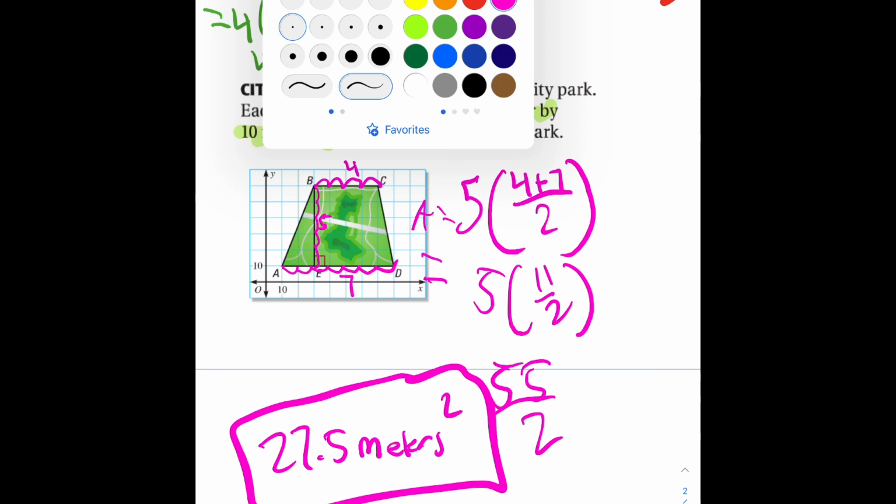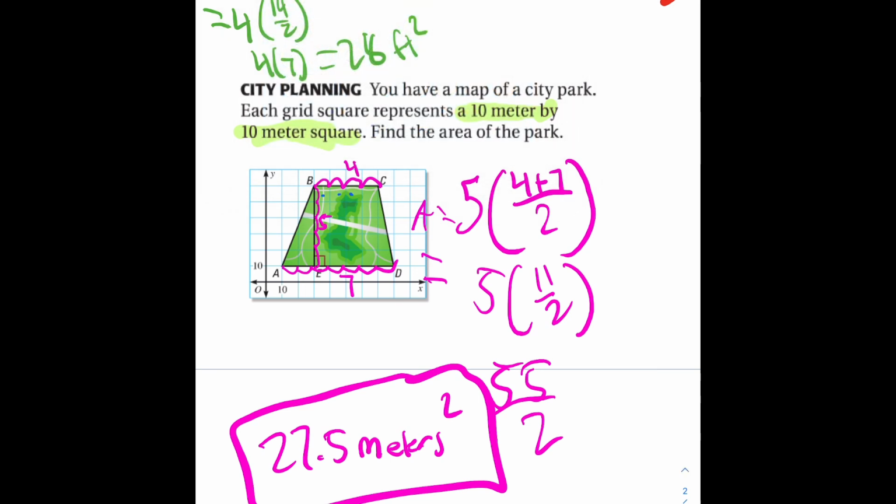If you were to go ahead and count 1, 2, 3, up to 20, and then you have all these partial pieces. So I could take part of this triangle into part of this triangle, that counts as 1. Part of this triangle into part of this triangle, that counts as 2. And you would eventually get 27.5.